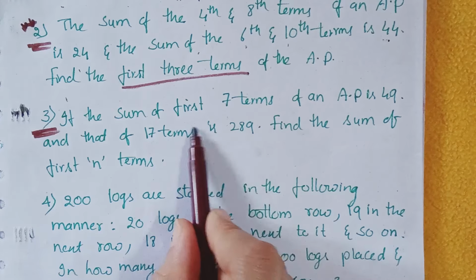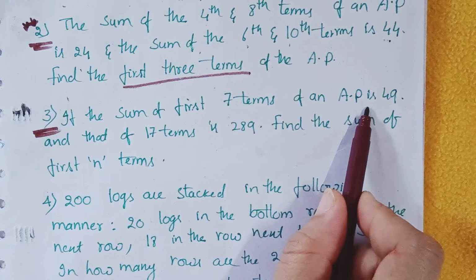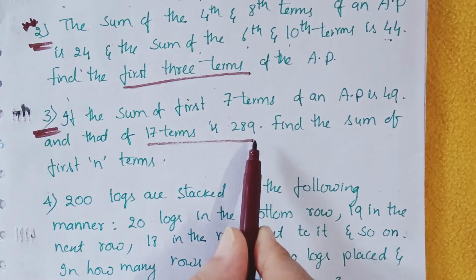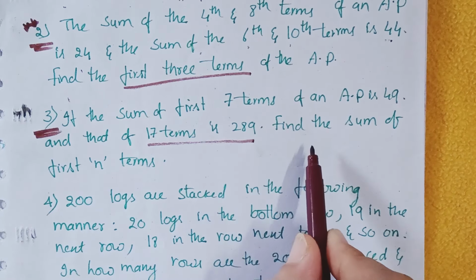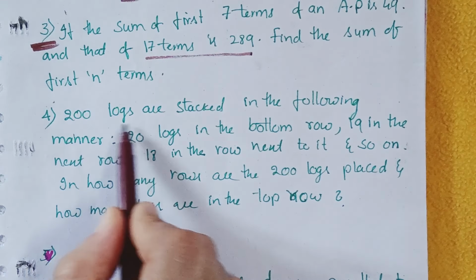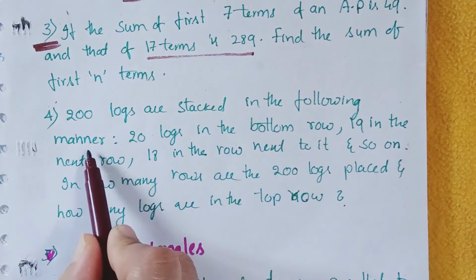if the sum of first n terms of an AP is 49 and that of the 17th term is 289, find the sum of first n terms. Okay. Next, the fourth one is, 200 logs are stacked in the following manner.